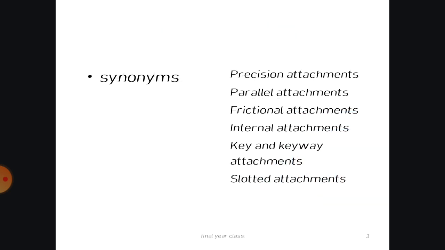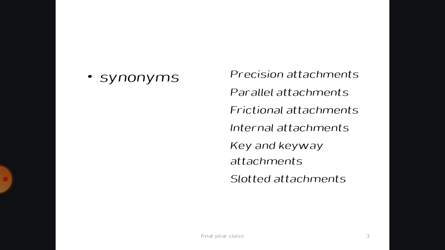So moving on, these are the different synonyms which we commonly use for attachment retained dentures. They are called precision attachments. They are even called parallel attachments, frictional attachments, internal attachments, key and keyway attachments, and slotted attachments. So you can have questions with the synonyms, but the answer which you have to write will be the same for attachment retained denture which you have learned.